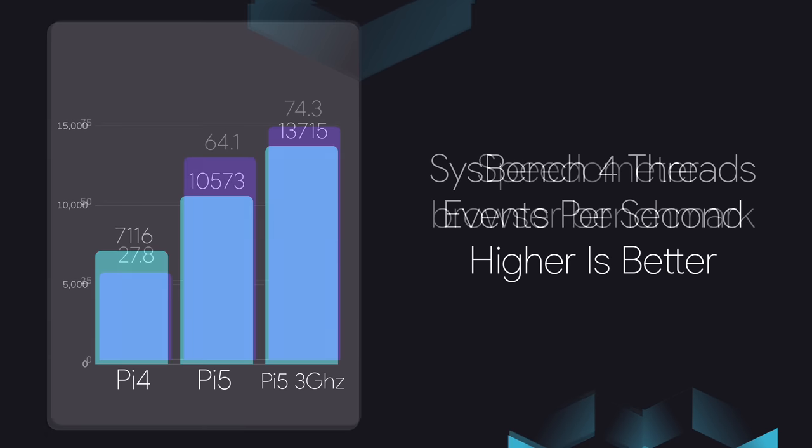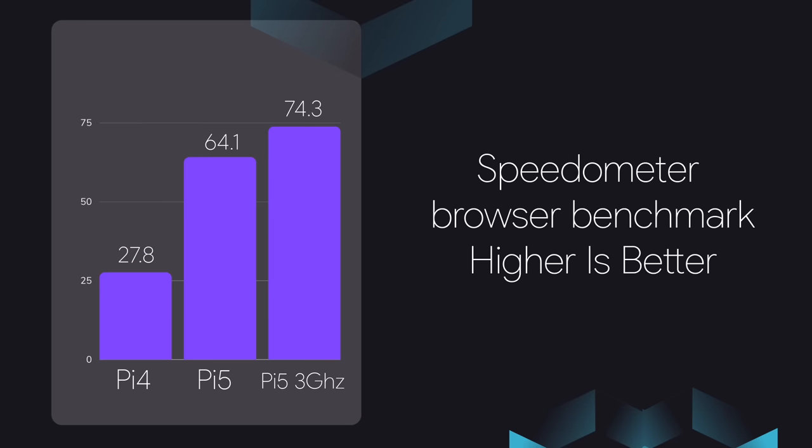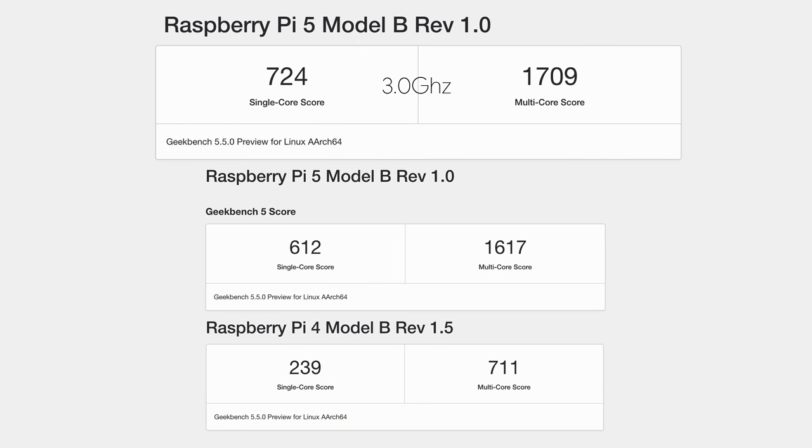13,715. The Speedometer browser benchmark is another one I tested. Pi 4, 27.8. Pi 5, 64.1. And with that 3 GHz overclock, we got a nice little boost up to 74.3. And the final one I tested here was Geekbench 5. So at the very top, we've got the overclocked Pi 5, single core, 724, multi, 1709. Stock Pi 5 on single core, 612, multi, 1617. And you can see at the very bottom, we've also got the Raspberry Pi 4 coming in with a single core of 239 and 711 multi.